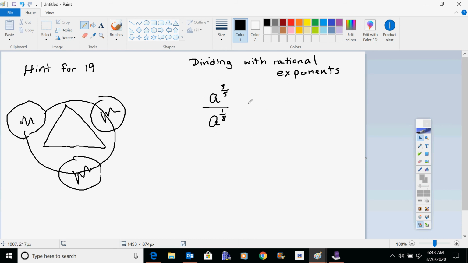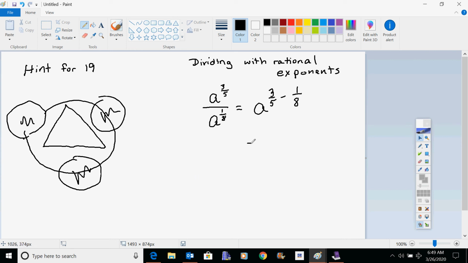Someone else had put on the form, could you please go over dividing with rational exponents? I think this is what you are asking. If it is not, you could possibly email me later and I can give you a little insight on that. But dividing with rational exponents, here we've got like bases, so that would mean that you subtract the exponents: 3/5 minus 1/8.